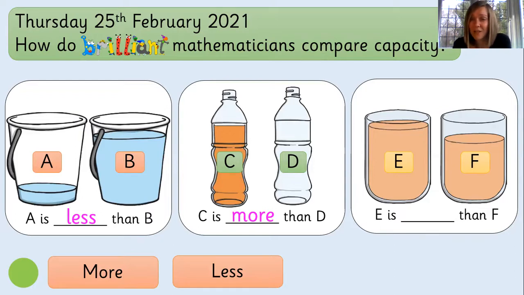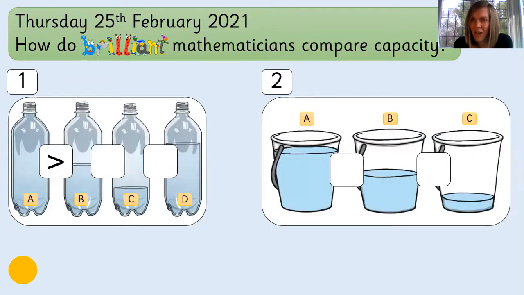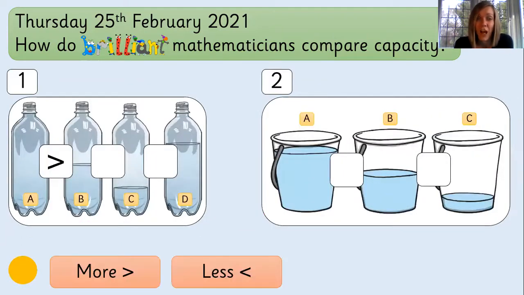And let's have a look at the last one. E is more than F because E is full and F is nearly full. So well done if you had those 3 words in the right order. Good job for doing the green challenge. Now let's have a look at the challenge using the more and less than symbols.